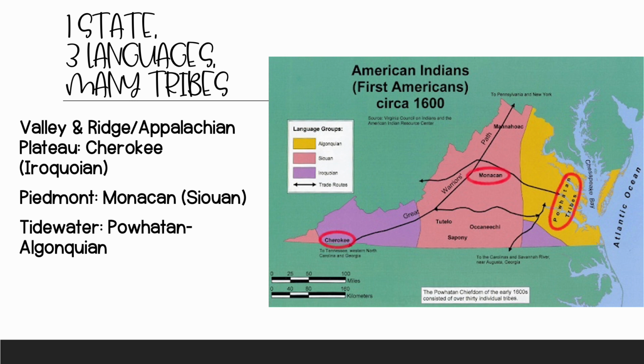Moving east, the Monacan tribe lived largely in the Piedmont region and spoke Siouan. Lastly, the Powhatan tribes, which were a large group of separate tribes under one leader, spoke Algonquian and lived in the Tidewater region. You can remember the tribes in order with the phrase Indians shoot arrows, and the languages with the phrase cheesy mashed potatoes.